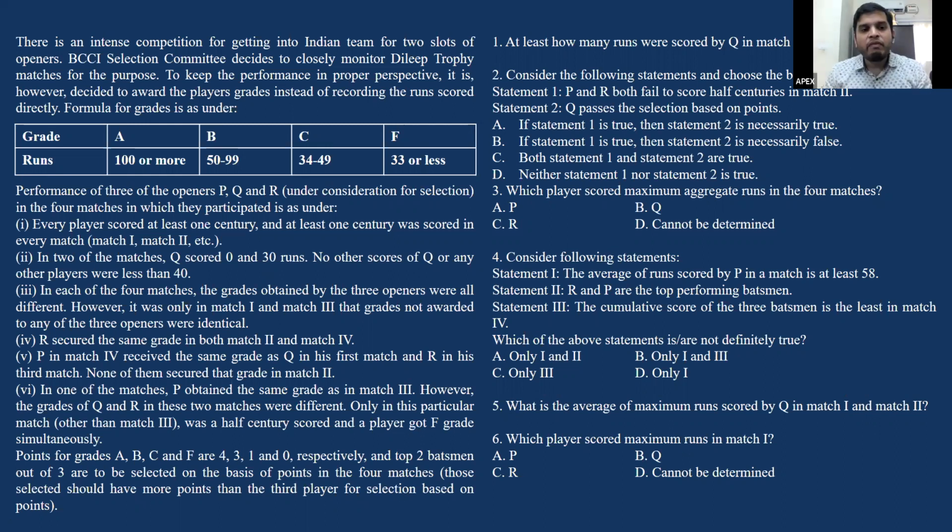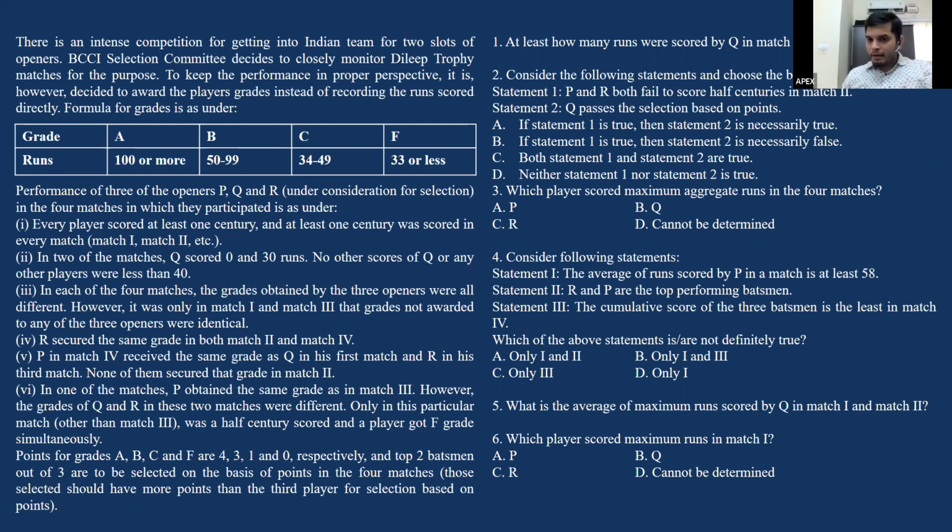Okay, and we are given points for each of the grades A, B, C, and D as 4, 3, 1, 0 respectively. Now, if I look at the questions: at least how many runs were scored by Q in match 3? Consider the following statements: P and R both failed to score half centuries in match 2; Q passes the selection based on points. Which player scored maximum aggregate runs in the 4 matches? Consider the following statements: the average of runs scored.